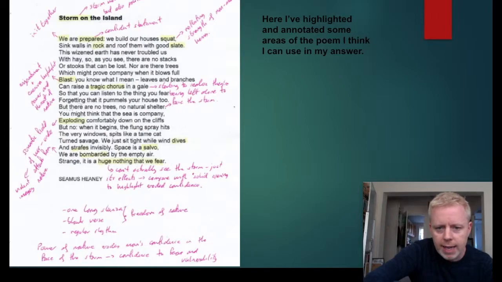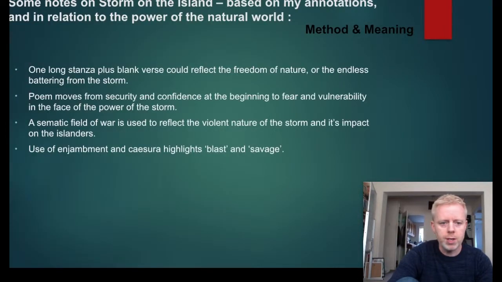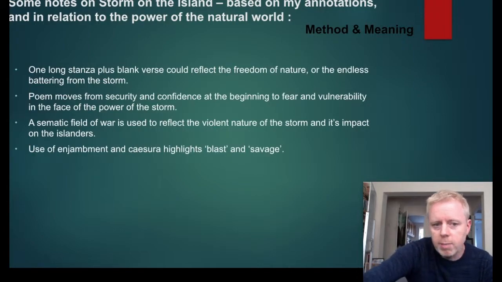So I've annotated it and I've made some notes that I think I can use in my answer to this question. And these then are: one long stanza plus blank verse could reflect the freedom of nature or the endless battering from the storm. Remember, method and meaning. Your method, long stanza, blank verse, meaning freedom of nature or the relentless battering of the storm. The poem moves from security and confidence at the beginning to fear and vulnerability in the face of the power of the storm, or the power of nature.